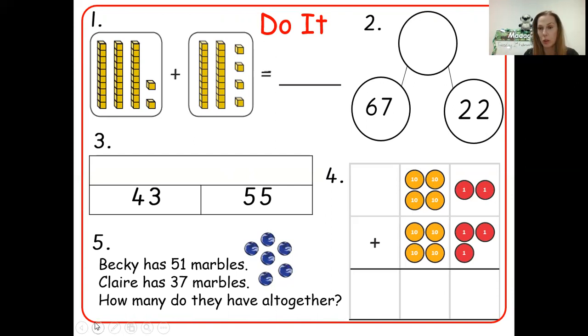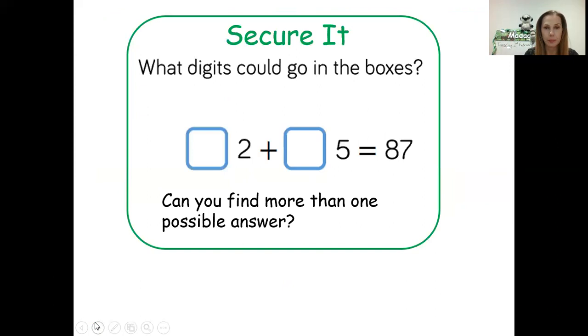So you can have a go at doing that on your own. I'm sure you'll be able to do that easily. Now, if you could do it easily, I do expect you to get on to doing the secure it and the deepen it. If you're finding it a bit tricky, then don't worry. You can maybe ask your adult to give you a couple more examples of the do it. But if not, and you've had enough, that's okay.